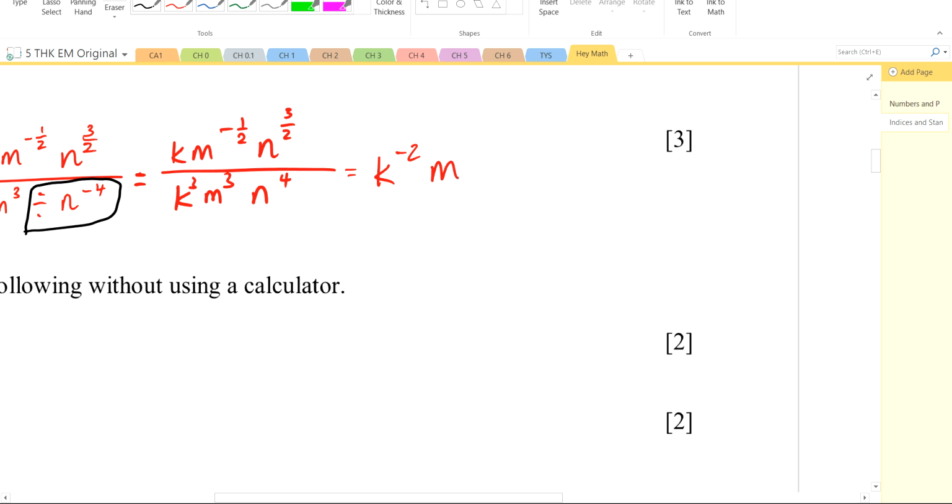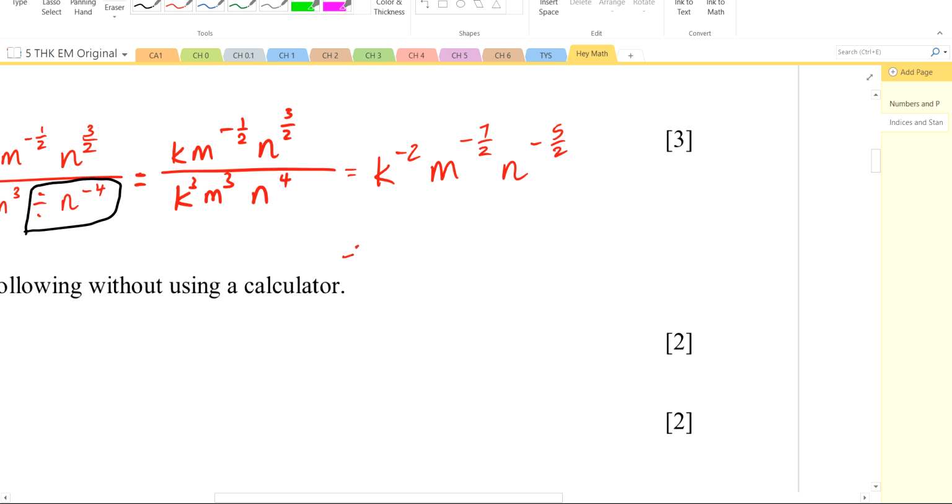Okay, now m to the power of? Negative 2. Negative half. Negative half minus 3. Okay, how much is that? Negative 7 over 2, yes? Yeah. Negative 7 over 2. Now n to the power of? 3 over 2 minus 4. 3 over 2 minus 8 over 2. Negative 5 over 2.